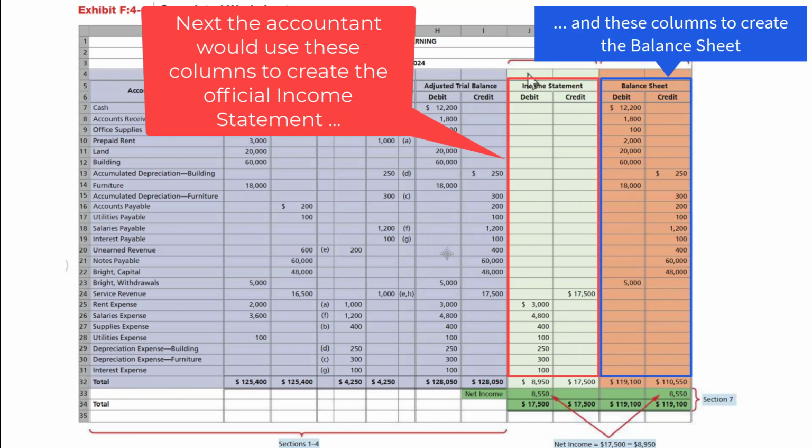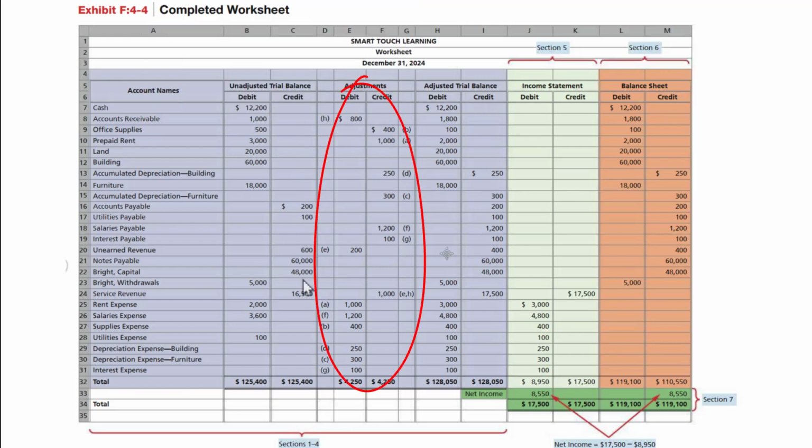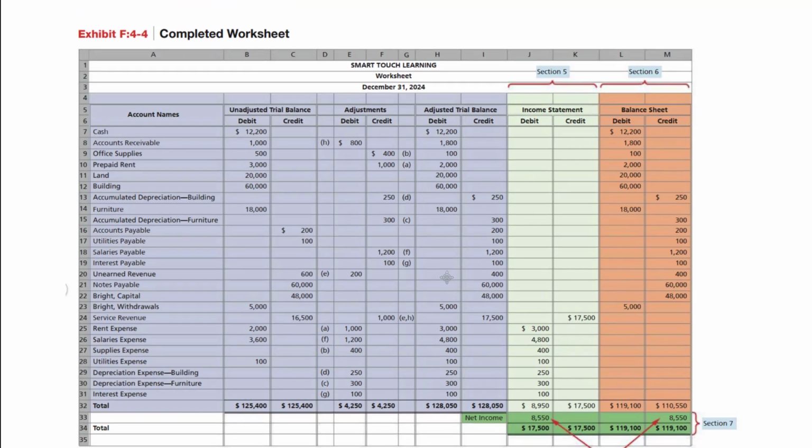Now remember, even though they say income statement and balance sheet columns, this is not actually the income statement and this is not actually the balance sheet. So we'd have to do the formal reports that we've done before. And then after that, they would take these adjustments and enter them into the journal, because remember, this worksheet, which is basically just a spreadsheet, is not the official accounting records. The official accounting records are put into the journal. So let's get started with this.